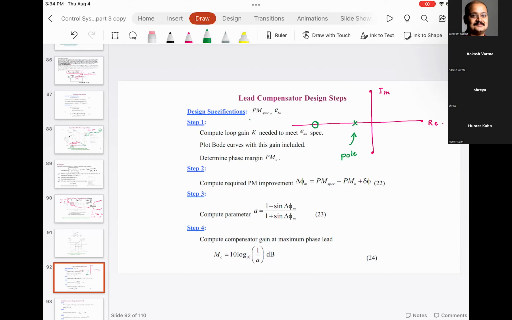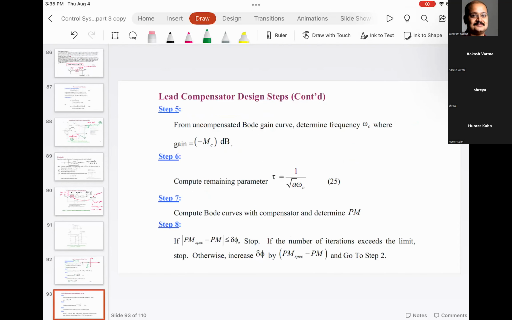So for a lead compensator, these are the design specs. Say they will give you a specific phase margin and a specific steady state error. Then you follow the steps: you compute the loop gain, plot the Bode plot, determine the phase margin, and then see how much phase margin movement is needed to achieve that compensation. Then you find this parameter A, find the compensator gain, and follow through these processes, and you can do a compensator design. But designing a compensator inside MATLAB is super simple, and I will show you how it is done.